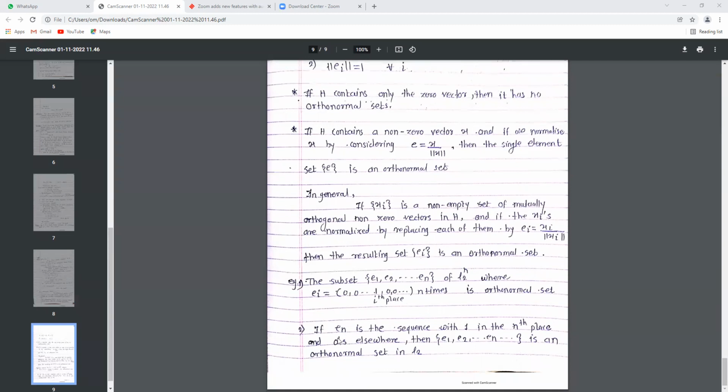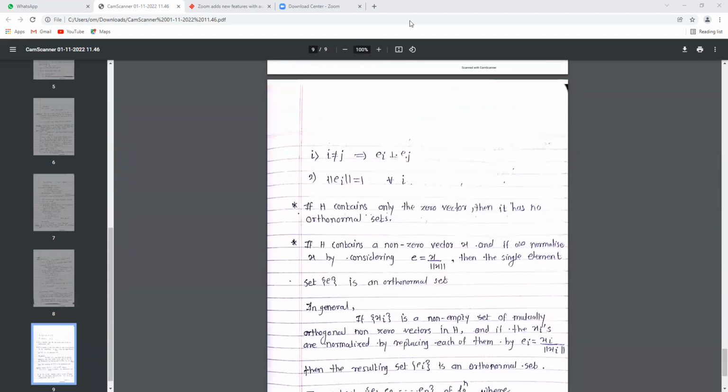And the second example: if e_n is the sequence with 1 in the nth place and zeros elsewhere, this is an infinite sequence with the nth entry 1 and all remaining entries 0. Then e_1, e_2, ..., e_n and so on is an orthonormal set. Okay, we will stop here.